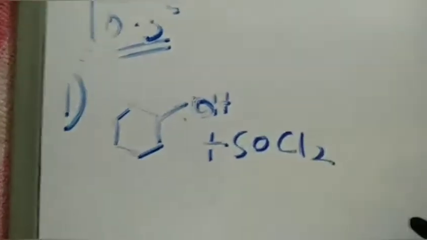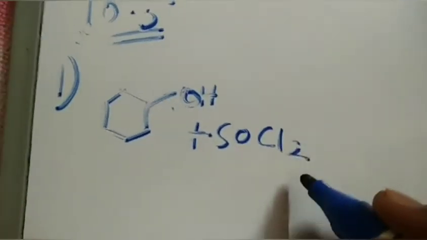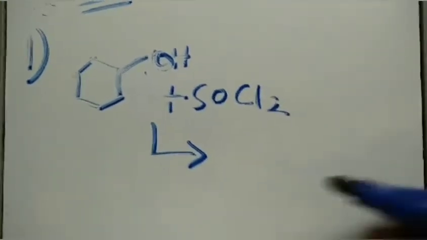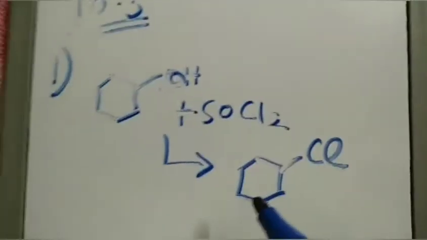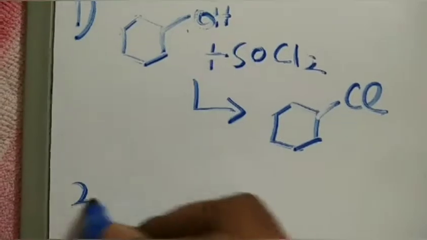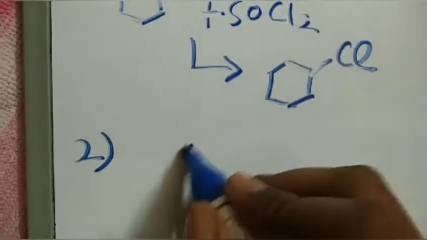If you refer to the book, SOCl2. This is a simple substitution reaction, like the preparation of halogens. You have seen it, the preparation of RX. You will simply replace the OH here. That's all. Chlorine will come here. Understand? Simple reaction only.